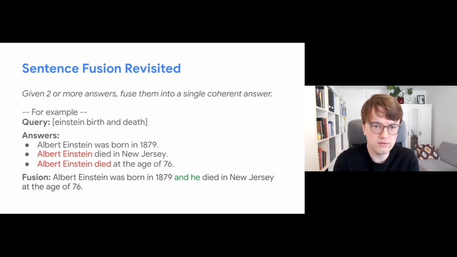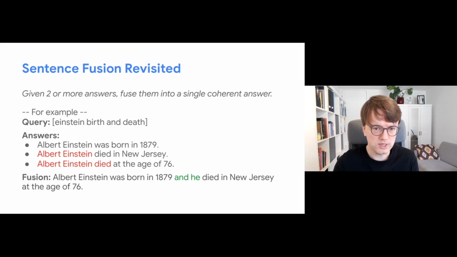So to quickly recap, sentence fusion is the problem where you have two or more answers and you want to fuse them into a single coherent answer. So for example, you might have these different aspects about Albert Einstein's birth and death, that you want to summarize into a sentence like Albert Einstein was born in 1879 and he died in New Jersey at the age of 76.